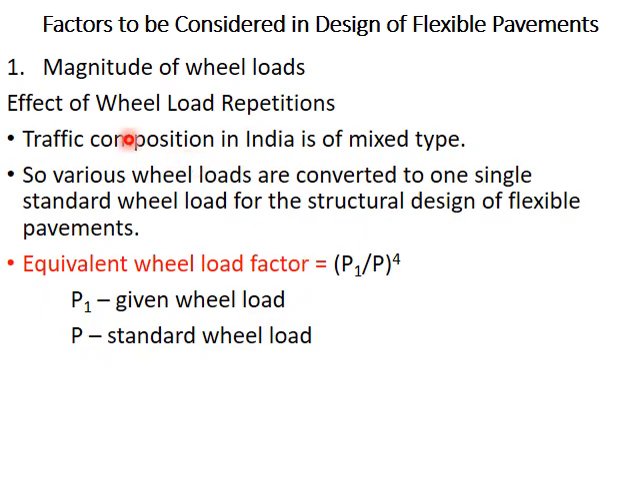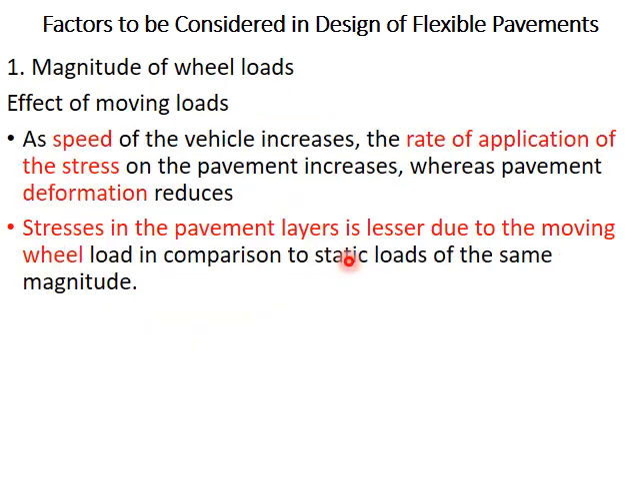Traffic we have in India is of the mixed type, that is, we have different types of vehicles in India. So we have to convert the wheel loads of all these vehicles into a single value, that is called the equivalent wheel load factor. That value is obtained by dividing the given wheel load of any vehicle by the standard wheel load, the whole raised to 4. The effect of moving loads is such that as the speed of the vehicle increases, the rate of application of stress is more, but the deformation is less. That is, the stress is less due to moving loads.